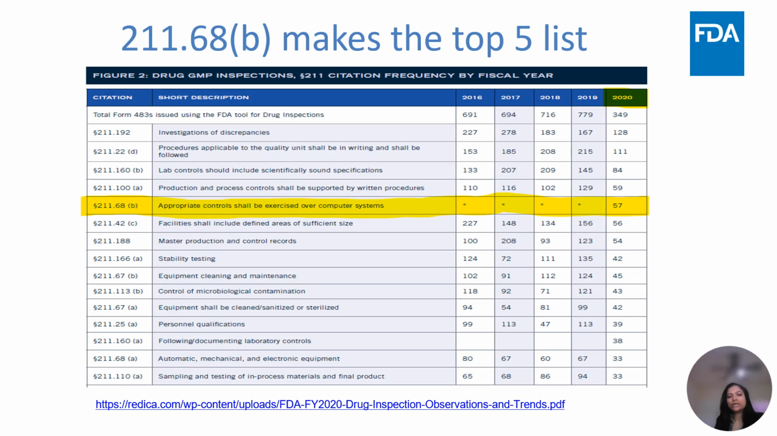Here I have listed the citation of 211.68(b), which, from 2016 to 2020, over a 5-year time period, was nowhere within the top 5 list, nor within the list of 1 to 15. However, in 2020, we have observed that 211.68(b) becomes more prominent, which likely represents FDA's continued focus on data management and integrity, particularly for electronic data, both in manufacturing and in the lab.